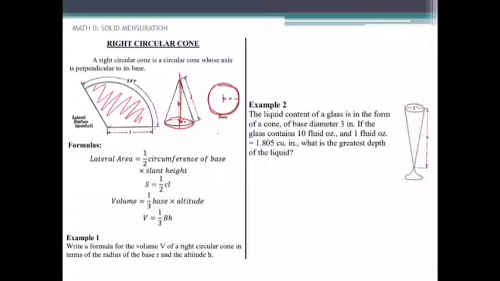So again, lateral area is 1/2 circumference of the base times slant height, and the volume is still the same formula, 1/3 base times height. Again, 1/3 of the base times height.